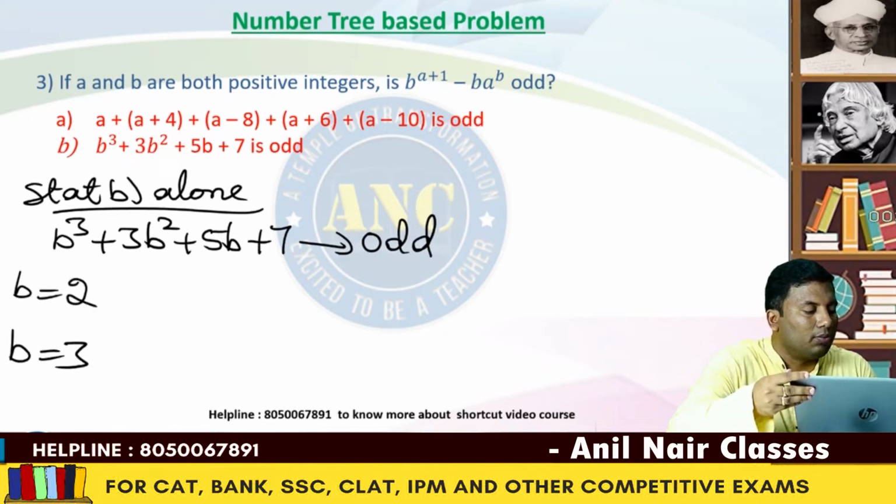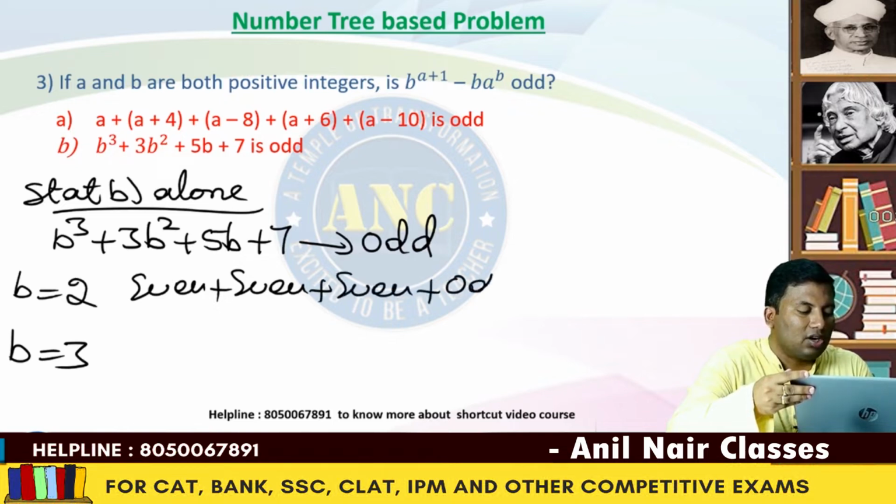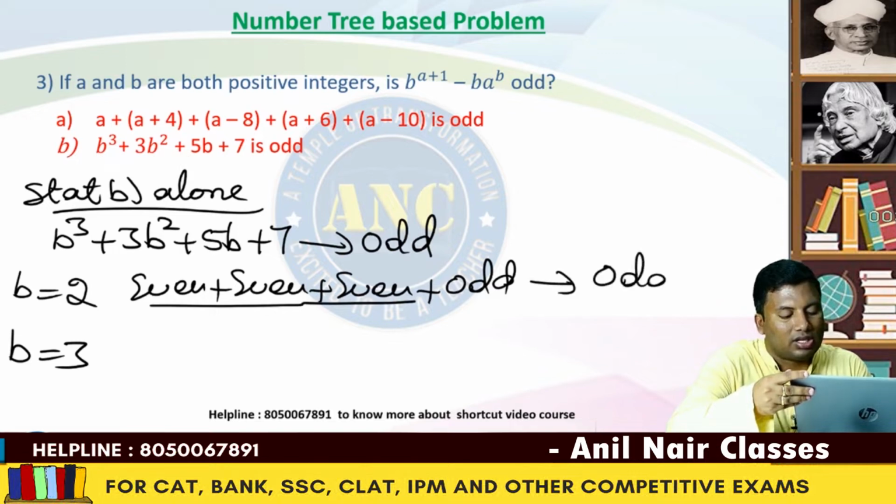So 2 cube, you don't need to do, it is even. 3 into 2 square, it is even. 5 into 2, 10, it is even. 7 is an odd number. Even plus even is even, even plus odd is odd. So this is an odd number.